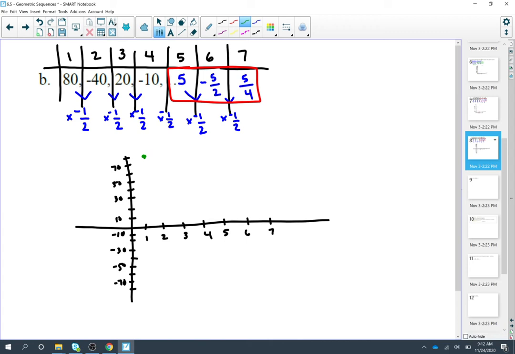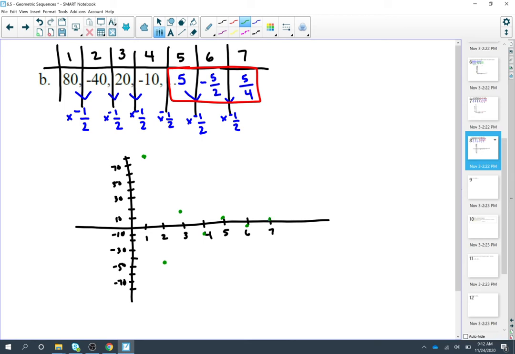Okay, so 1, 80. 2, negative 40. 3, 20. 4, negative 10. 5, 5. 6, negative 5 halves. 7, 5 fourths.